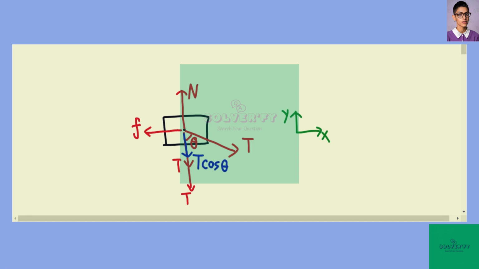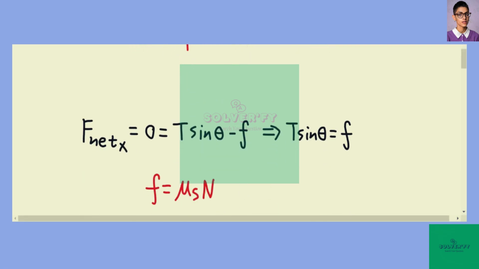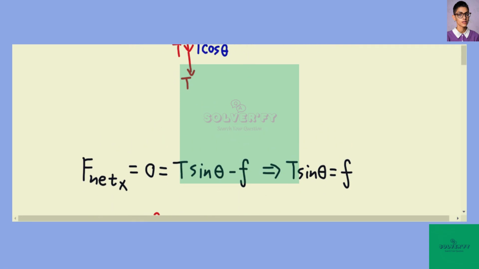Now since there's the angle theta here, let's decompose the tension. We'll have T cosine theta pointing downward, which is the y component of the tension, and the x component of such tension is T sine theta. Therefore, we know that the net force along the x direction is equal to 0. So we have T sine theta minus F is equal to 0, so eventually T sine theta is equal to F.